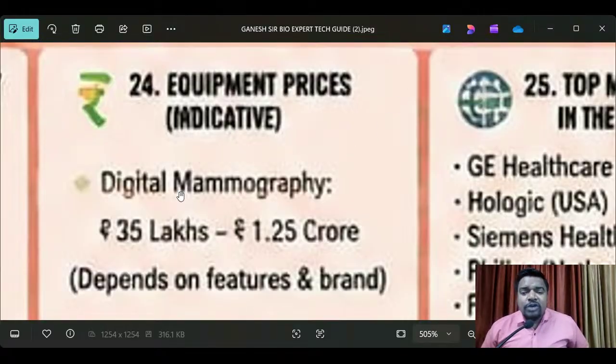See here, equipment prices. How much will digital mammography cost? As a biomedical engineer you should know this, because if you are working in a hospital and the management is ready to start mammography, you have to know all this information to give instructions. It is very important. You should be capable of giving all this information, and they will definitely be happy. Whenever a skilled biomedical engineer is available in a hospital, that hospital is very lucky. Almost all hospitals in India are lucky in that way.